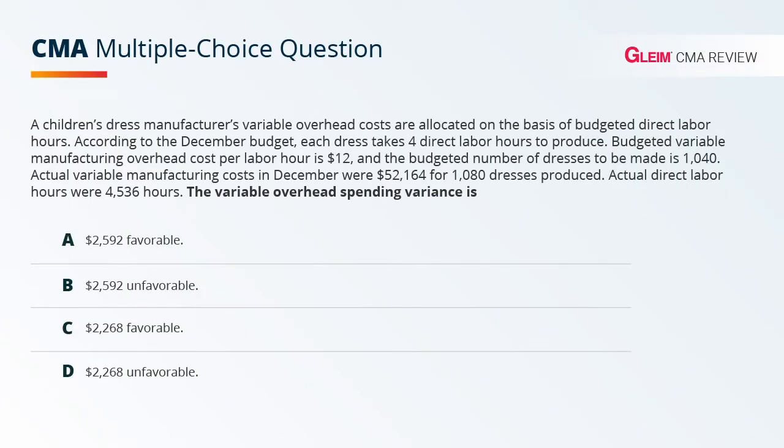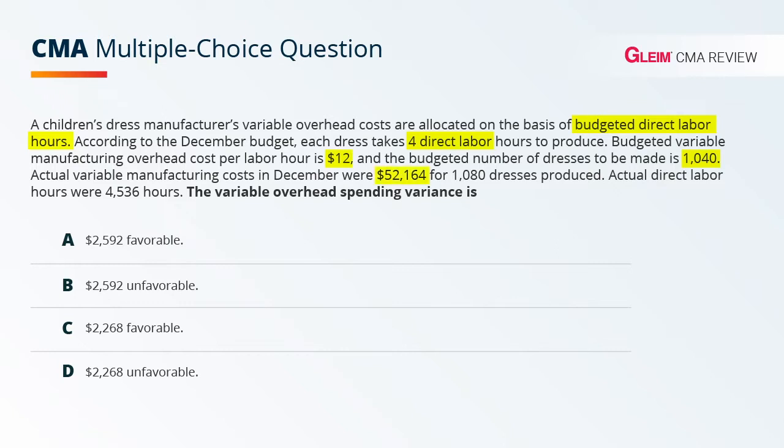A children's dress manufacturer's variable overhead costs are allocated on the basis of budgeted direct labor hours. According to the December budget, each dress takes 4 direct labor hours to produce. Budgeted variable manufacturing overhead cost per labor hour is $12, and the budgeted number of dresses to be made is 1,040.